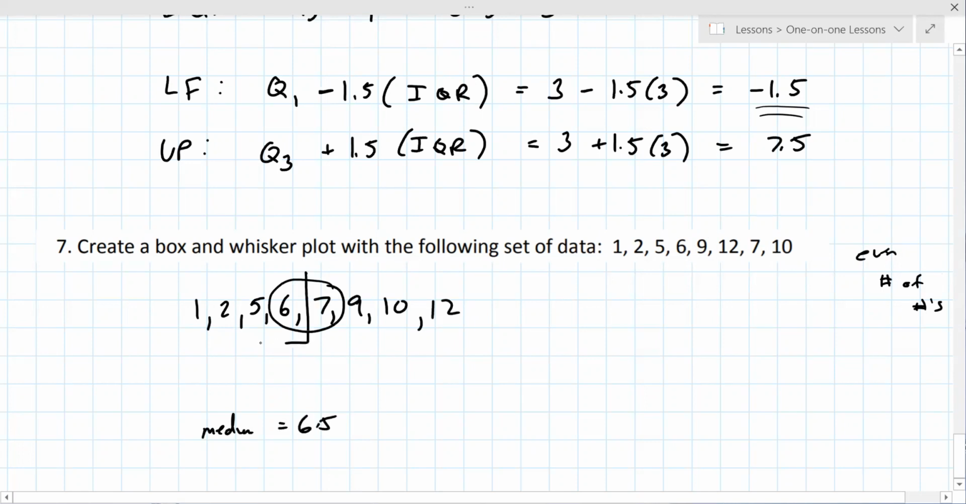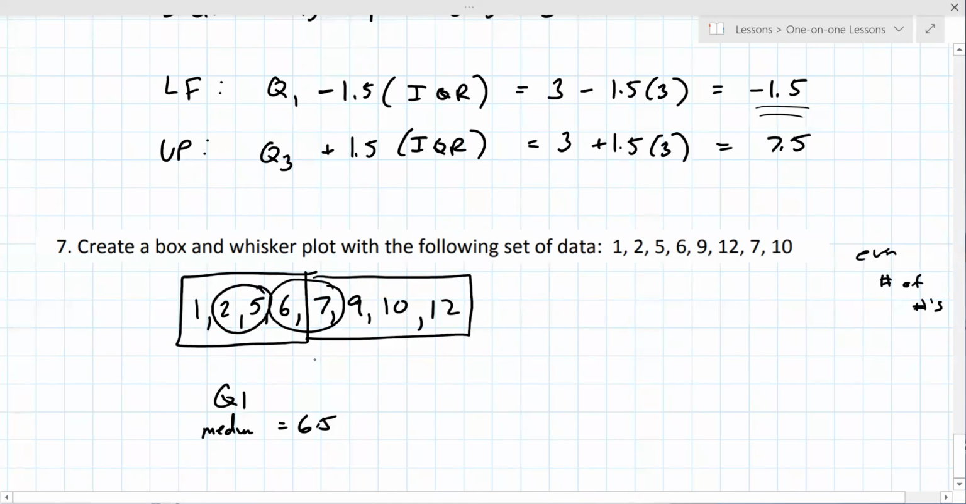6.5. But then you have an even number of numbers here and an even number of numbers here. So your Q1 is now the average of these two, which is 3.5. And then your Q3 is the average of these two numbers, which is 9.5.